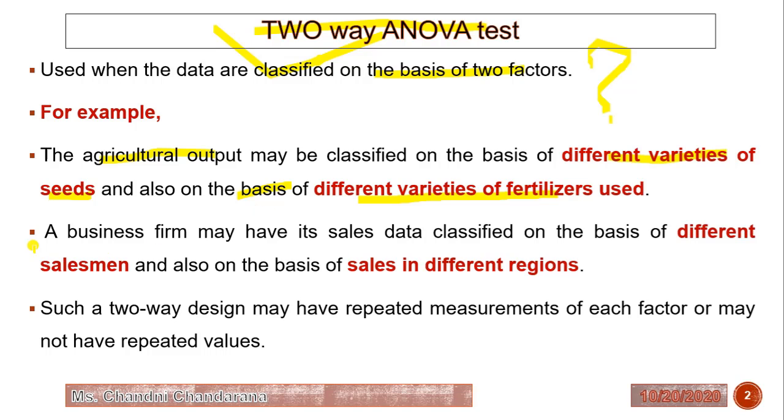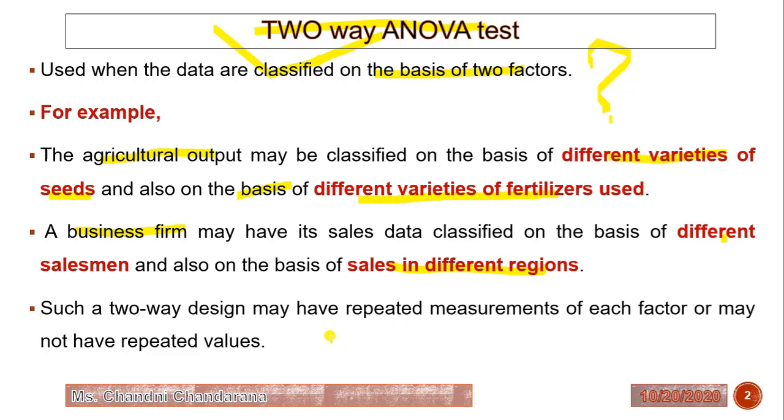Similarly, a business firm may have its sales data classified on the basis of different salesmen and also on the basis of sales in different regions. So here also two factors are there, that is, one thing depends on two factors. That's why we can use the two-way ANOVA test.